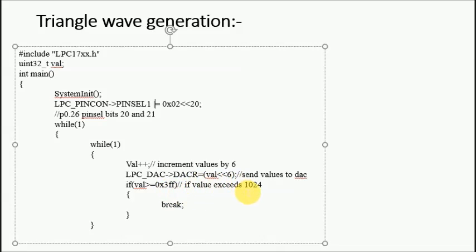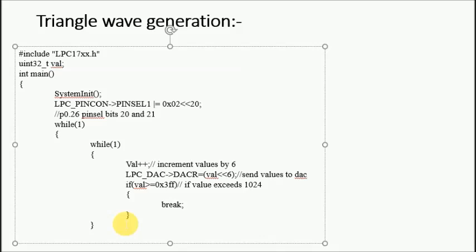The maximum value is 1024. If it is greater than 1024, we have to break. It means that we have to come out from this while loop. Otherwise, we have to continuously execute this routine. So it will increment the value and again send it to the DACR. Again it will increment the value, again send to the DACR. And this process is continuous. But if it reaches the maximum value, then we have to break this while loop.